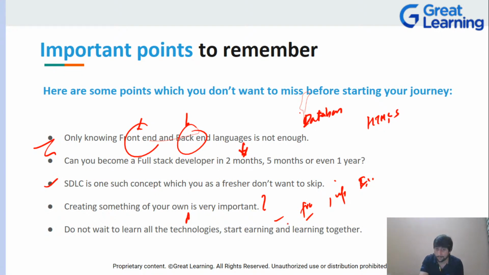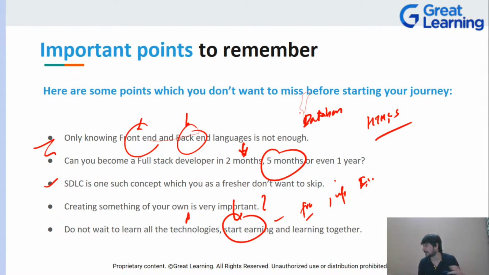But how can you improve? How can you say that you want to become a full stack developer maybe in 5 months? How do you start learning these things and start earning? Going on freelancing websites like Fiverr, Upwork. So you start learning as well as earning.